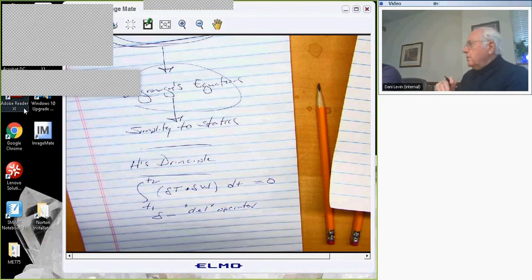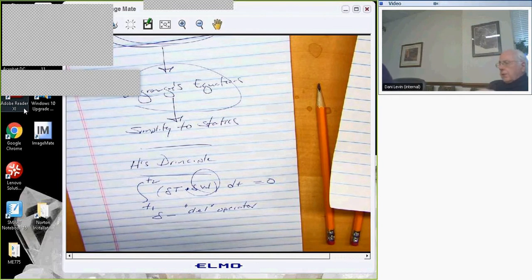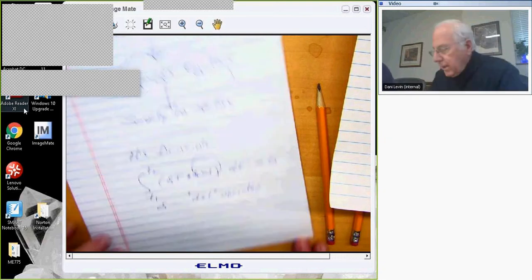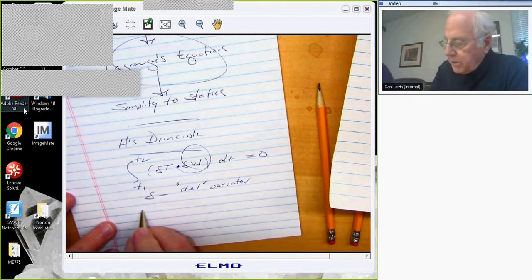And the answer is yes. If there is some potential energy, we should include that. But in principle, the virtual work can take into account potential energy. Usually, it's not the most convenient way to do it, and that's why we explicitly introduce the idea of potential energy. But let's talk about that since you raised the question.